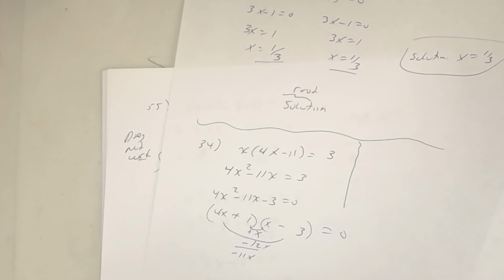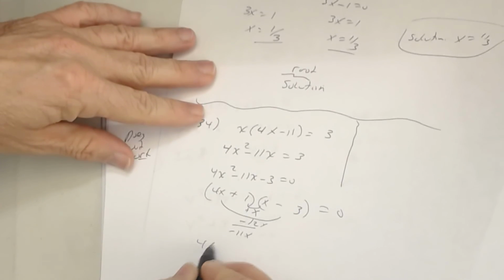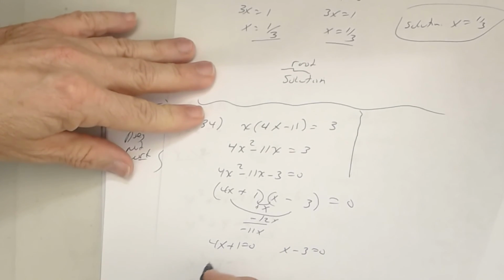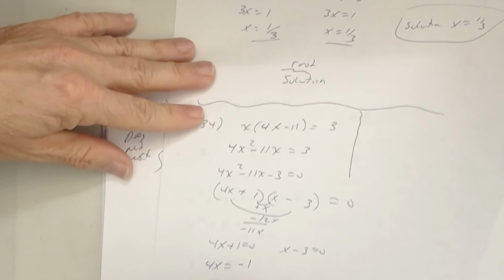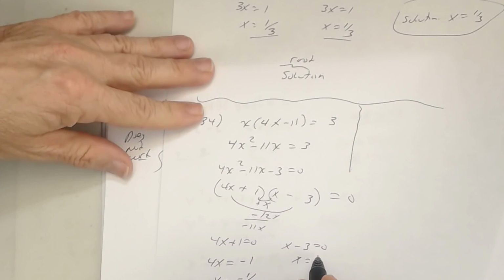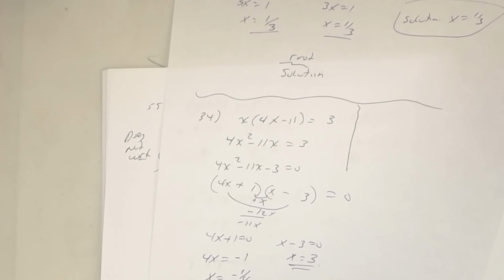And you're almost done. So what factor does that set equal to 0? X minus 3. So what are your answers? Well, 4x equals what? Negative 1. So what's your solution? Okay. Over here, what's the other solution? X equals 3. All right, and that's it.